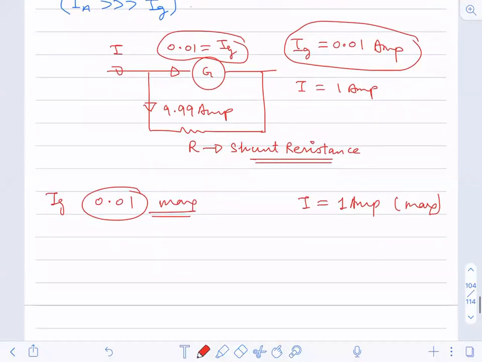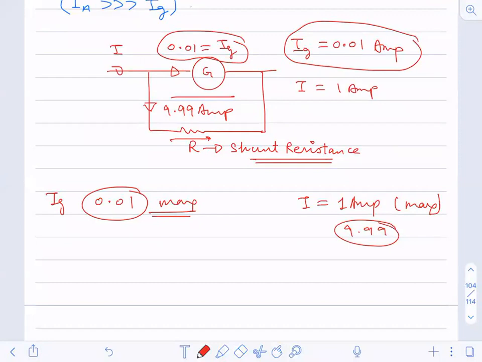Now what you will do is pass 9.99 ampere of current through this resistor, so 0.01 ampere will pass through the galvanometer. If I am passing 1 ampere of current, that means 9.99 is getting bypassed, and only 0.01 is going through the galvanometer.